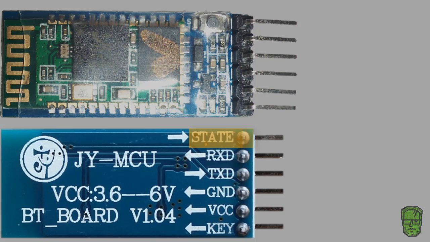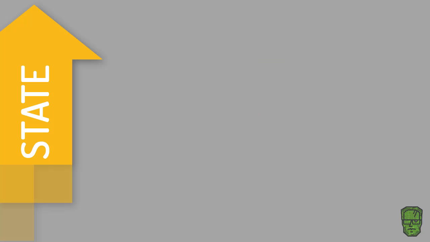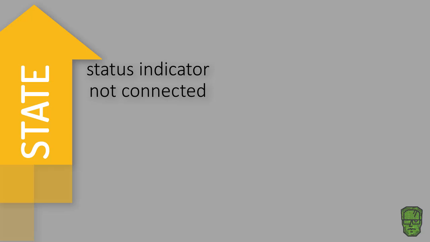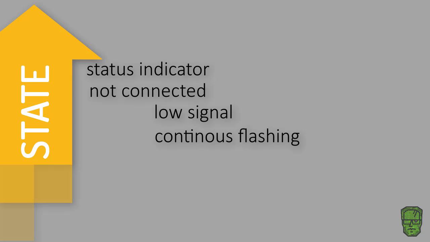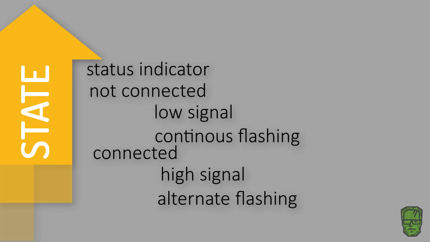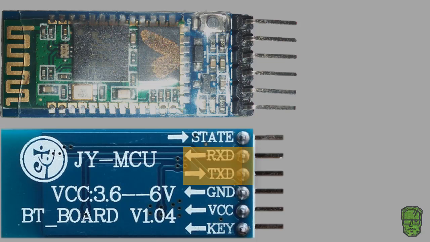They are as follows. First, you can see the state pin. It acts as a status indicator. When the module is not connected or not paired with any other Bluetooth device, the signal goes low. At this low state, the LED flashes continuously, which denotes that the module is not paired. When the module is paired with another Bluetooth device, the signal goes high. At this high state, the LED blinks with a continuous delay, say for example a 2 second delay, which indicates that the module is paired.